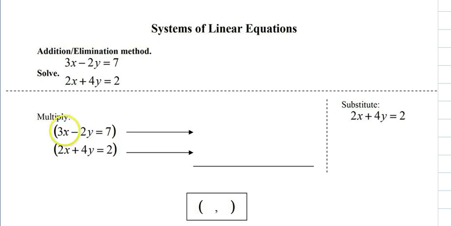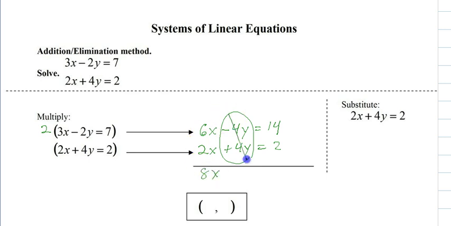So, we want to get rid of an x or a y. What that means is they have to be opposites of each other. The only way they're going to cancel is for them both to be the same number, but one positive, one negative. So if we multiply this one by a 2, we would get 6x minus 4y equals 14. And on the bottom, we don't have to do anything because right here, they are opposites of each other. So when we add them, they cancel.